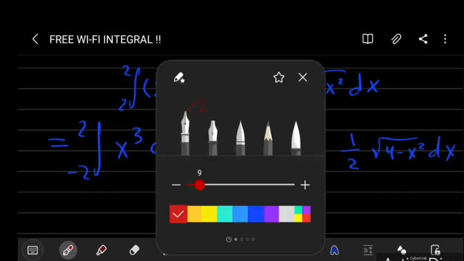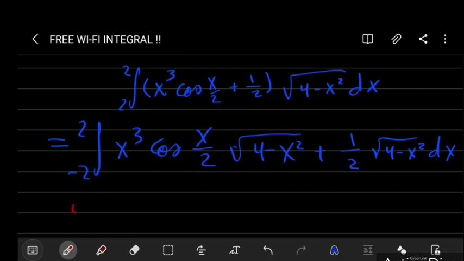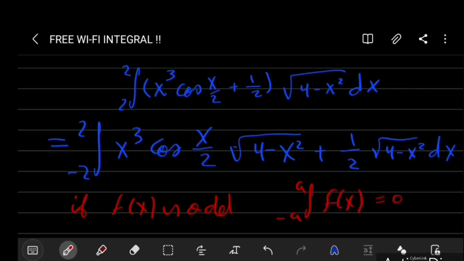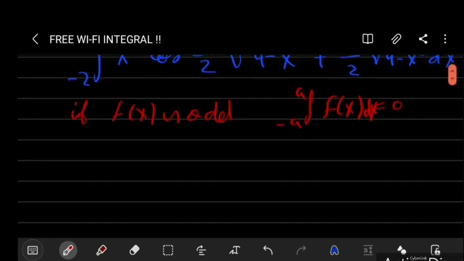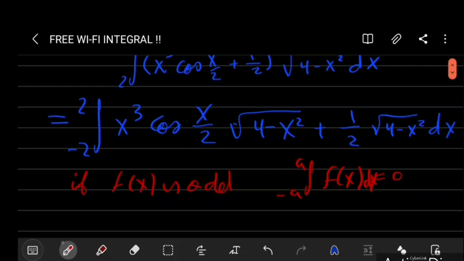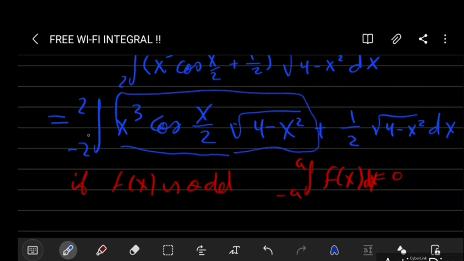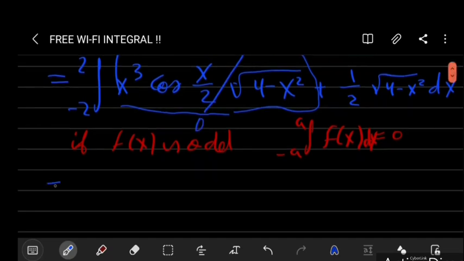So we all know that if f of x is an odd function, then the integral from -a to a of f of x dx will be equal to 0. We can use this. Here x cubed cosine(x/2) root 4 minus x squared is an odd function, so the integral from -2 to 2 is equal to 0. So that makes this integral very easy.